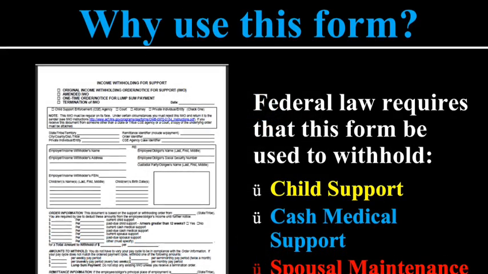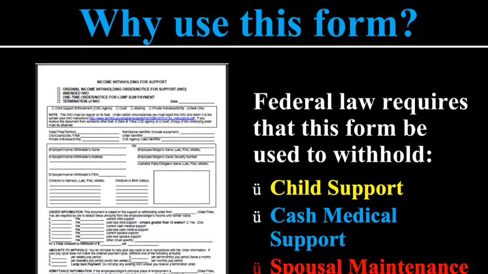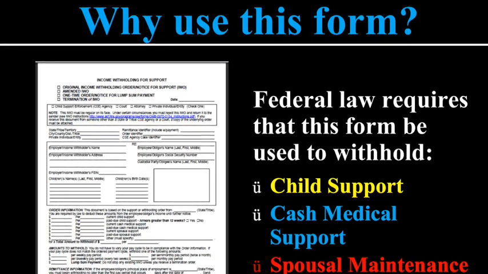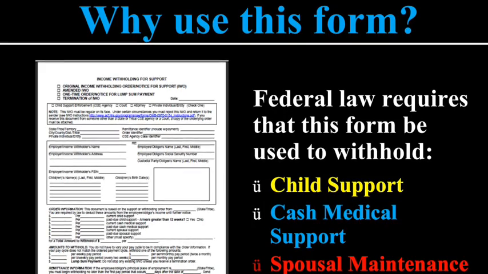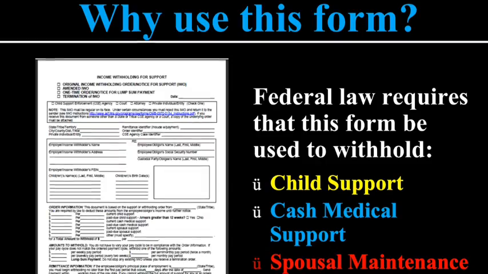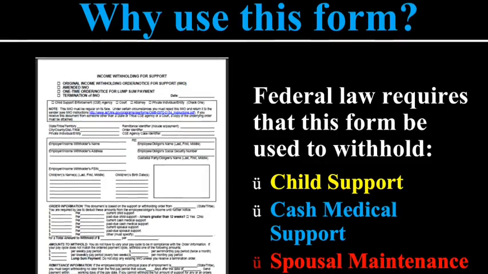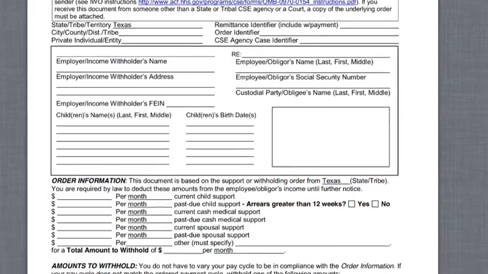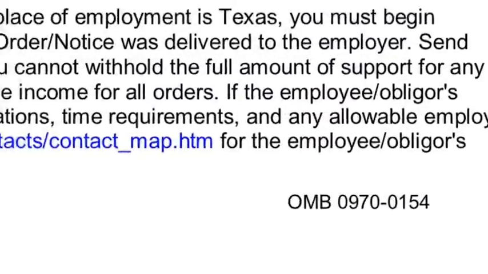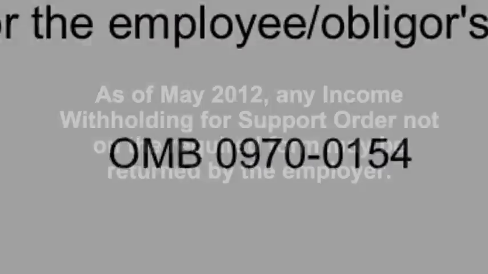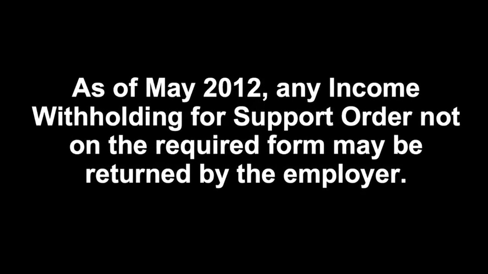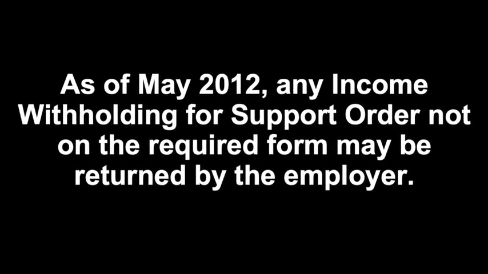Federal law requires that one form, the IWO form, approved by the Office of Management and Budget, OMB, be used in all cases in which child support, cash medical support, or spousal maintenance is ordered withheld from an employee's paycheck. No other IWO can be used. You can recognize this form by this number at the bottom right-hand corner. As of May 2012, any IWO not on this form may be returned by an employer.